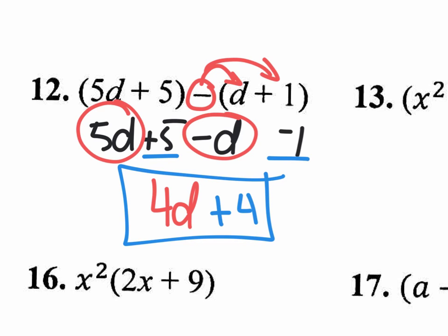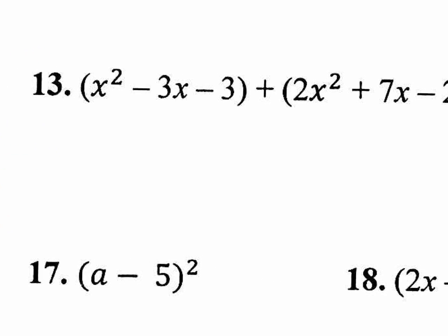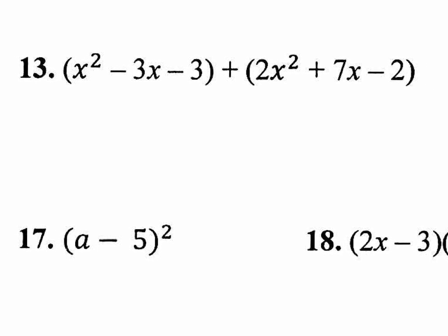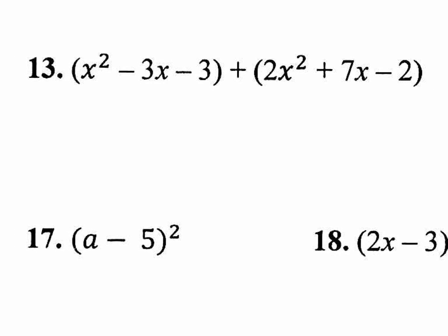12's easy. 13's easy. 13, there's actually a plus sign. It's even easier. There is no minus sign to distribute, right? I mean, if you take this plus sign and distribute the plus sign, is it going to change anything? No. So the bottom line is, you don't even need these parentheses at all. You could just start combining like terms.